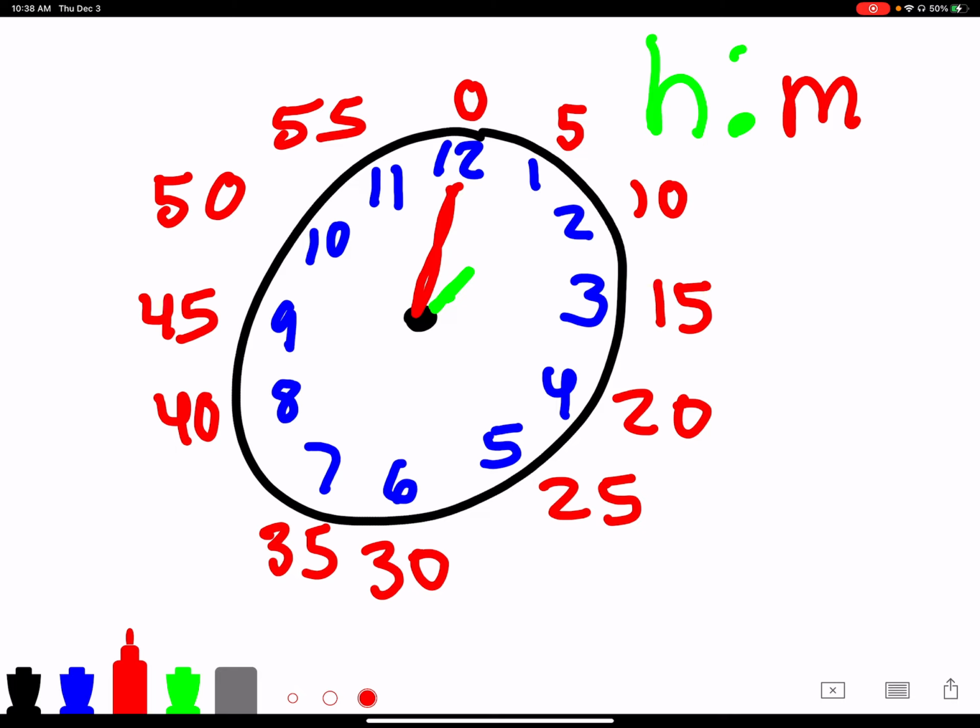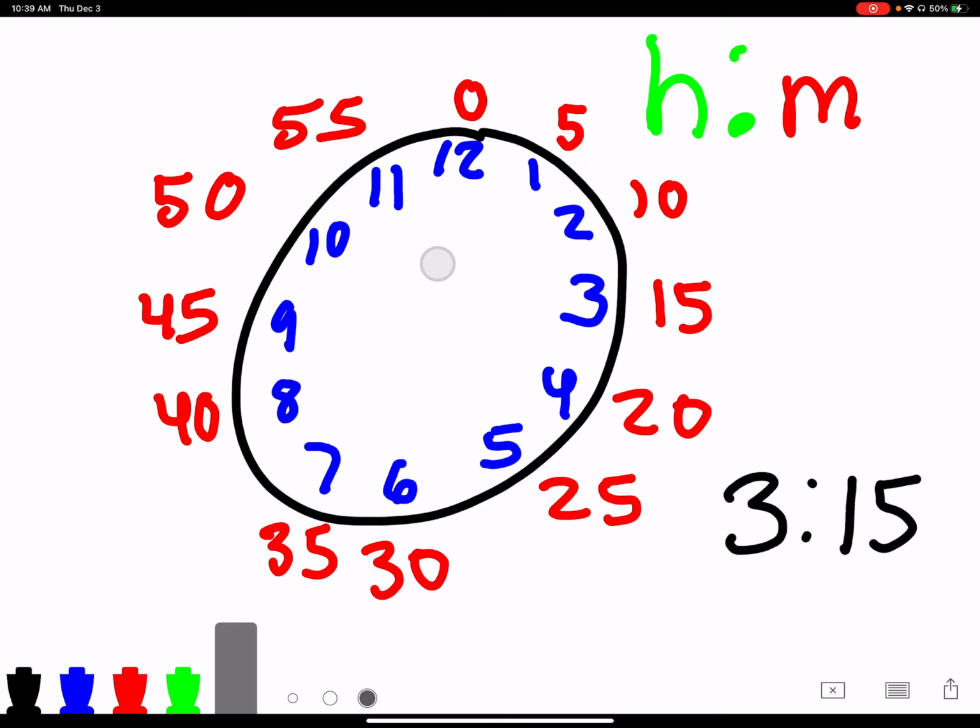So I know you guys have probably seen an alarm clock or a clock on your parents' phone where it has the hour and the minutes, so it's written like this. Say, for example, it was 3:15 on your parents' cell phone. Let's try to figure out how to draw 3:15 on this clock.